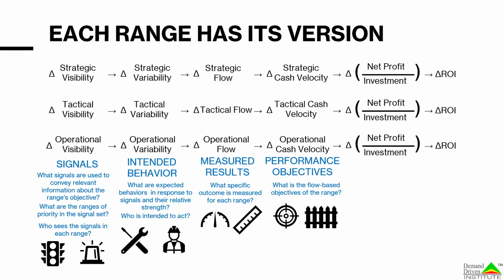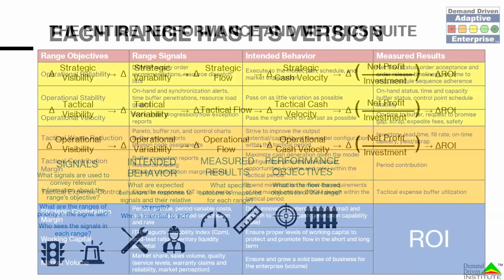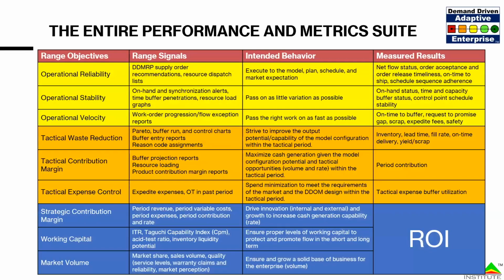Now, you take this and you put it in a big table. All right, so I'm not going to read all this. You've got your range objectives. They're driving cache velocity in each range. You've got your range signals, the intended behaviors, and the measured results.